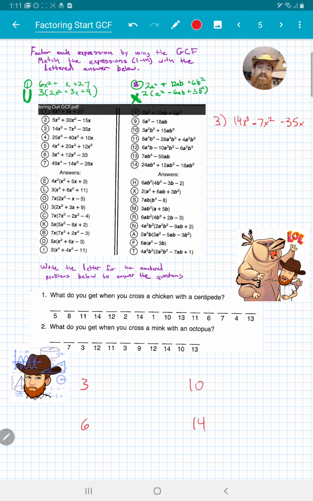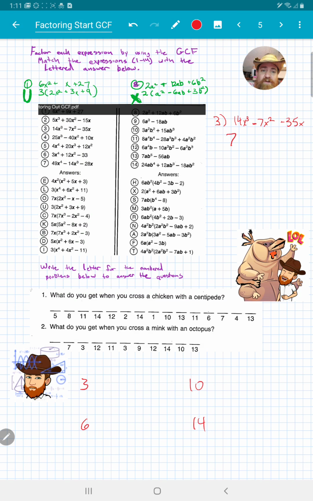Well, 7 is a prime number, so the only things I can divide from it are 1 and that number itself. So my GCF is either going to be 1 or it's going to be 7, or part of the GCF. And it's 7. I can divide 7 from 14. I can divide 7 from 35. So 7 is part of my GCF.